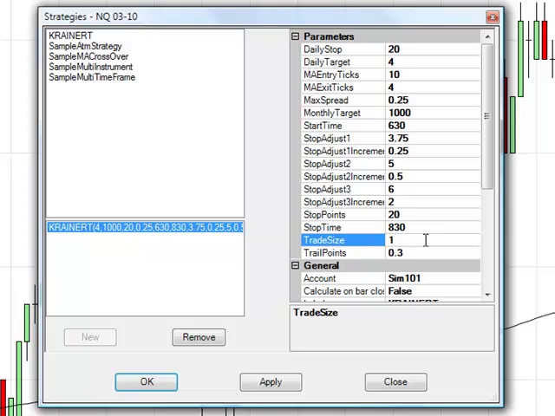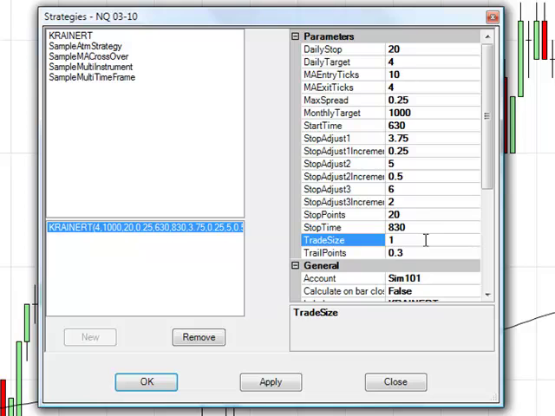The last thing you need to do is highlight and double click in the trail points, and we have that set up for 3.75. So when you open a position, your hard stop is 3 3/4 points below or above your entry point, depending on whether you are buying or selling that particular time.